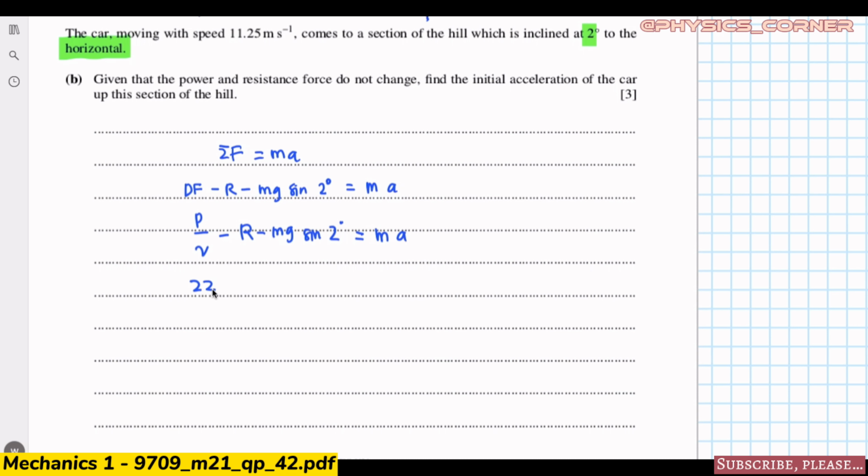Power is 2500, still the same, with velocity 11.25. Resisting force is 600, constant. Minus mg, m is 1400, g let's say we use 10, and sine 2 degree, again sine 2 degree, equals 1400.